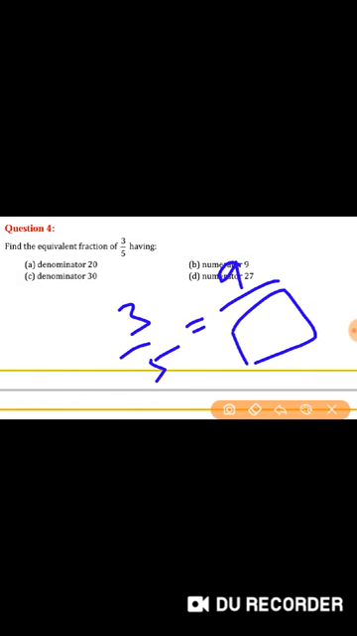In the same way, we can write 3 by 5 with numerator 9 itself. Then find the denominator. 3 times how much is 9? 3 threes are 9, means multiply by 3.